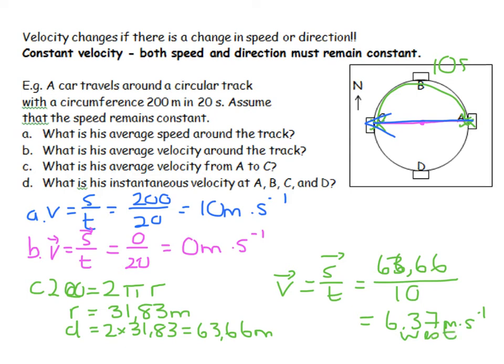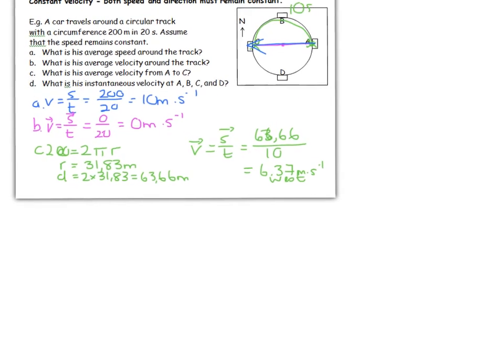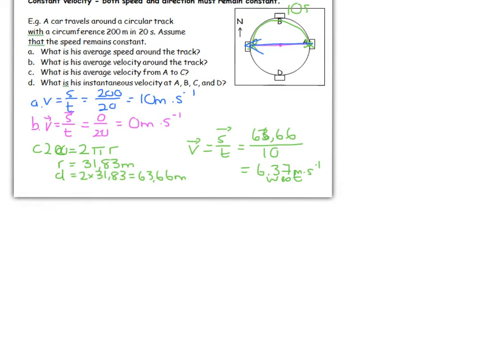And finally, what is his instantaneous velocity at A, B, C, and D? So instantaneous velocity is going to be the speed. And remember, his speed was constant. So at A, B, C and D, it's 10 meters per second, constantly around the track. But at A, what is the direction? He's moving towards the north. At B, he's moving towards the west. At C, he's moving towards the south, and at D, he's moving towards the east.